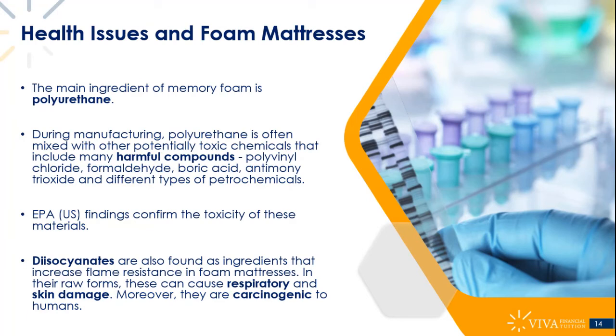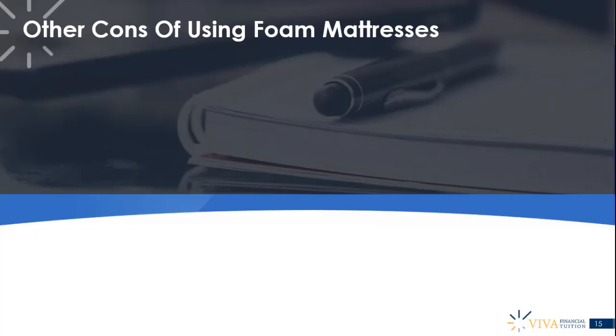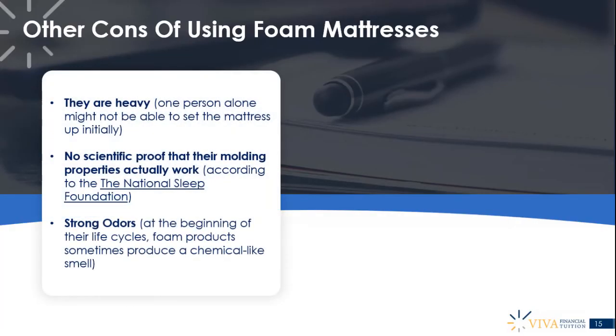So foam mattresses, increasingly a big concern from a health perspective, and consumers are becoming more and more conscious of this issue. There are other downsides associated with foam mattresses which may surprise you. First of all, of course, they are heavy. You will know that if you own one personally. They're quite heavy compared to traditional sprung mattresses. One person alone might not be able to set the mattress up initially, so from a convenience point of view, there's a downside.